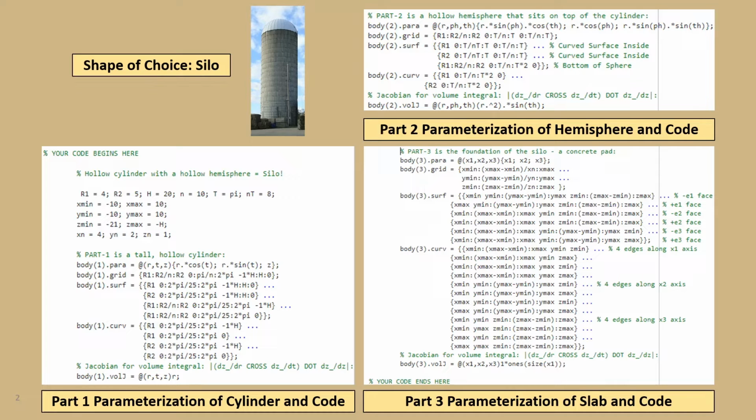sine theta. And then finally, the concrete slab is relatively simple, as the simplest parameterization of that is just x1, x2, and x3 in x, y, and z dimensions respectively. And the Jacobian volume of that just turns out to be a series of ones.